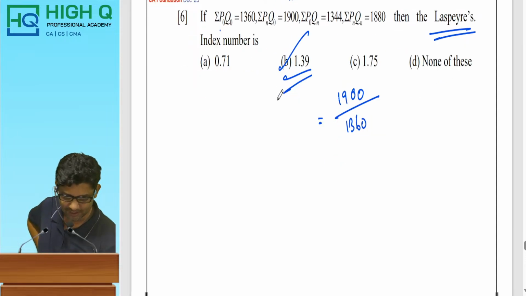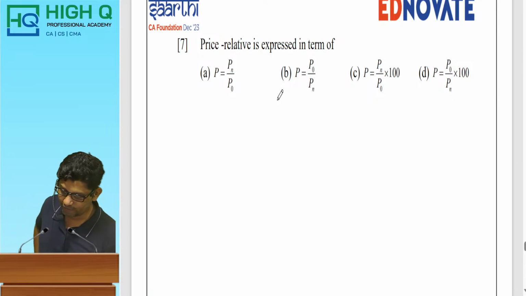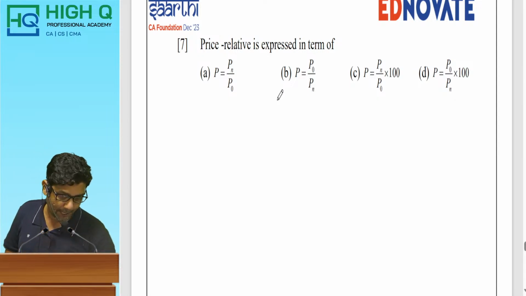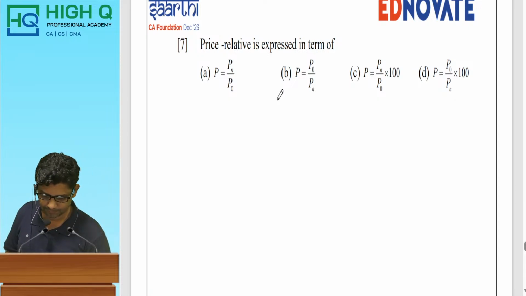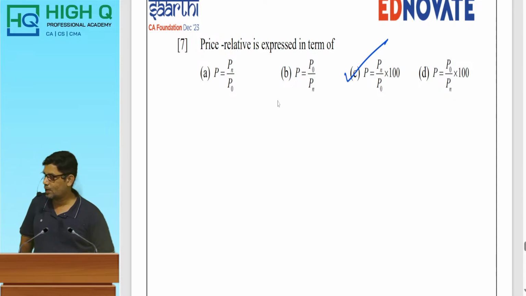None of these. Price relative is expressed in terms of what? The answer is C: price relatives into 100 is mandatory. Okay.